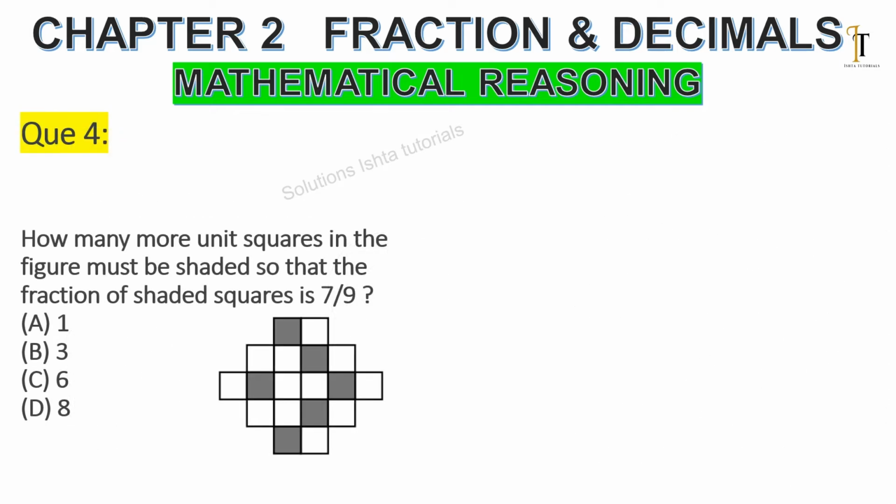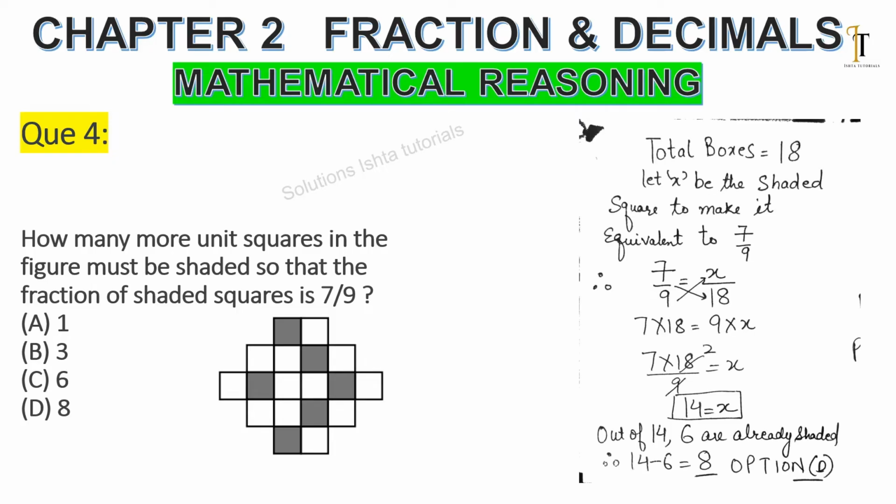Question number 4. How many more unit squares in the figure must be shaded so that the fraction of the shaded squares is 7 by 9? Options are A 1, B 3, C 6, D 8. Now first of all you need to count all the boxes, shaded plus unshaded. Let's check the solution.